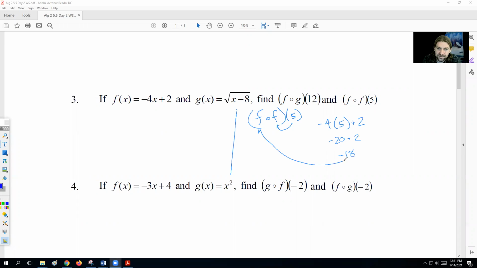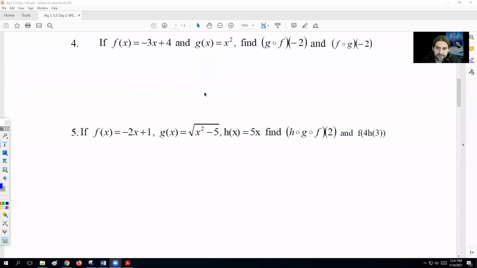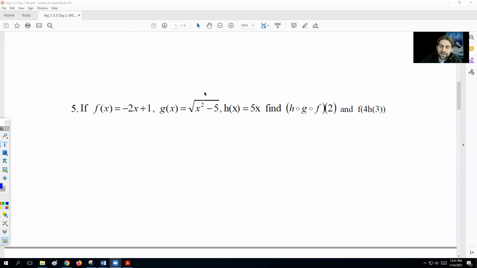Then we're going to take that answer and plug that back into f. So whatever negative 4 times negative 18 is plus 2. Let's see, that's going to be a positive 72 plus 2, 74. Alrighty. All right, even look at this crazy one here.